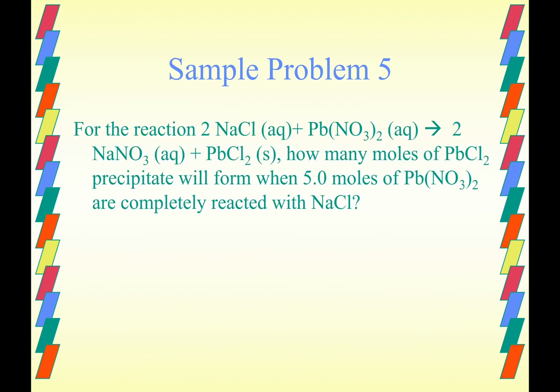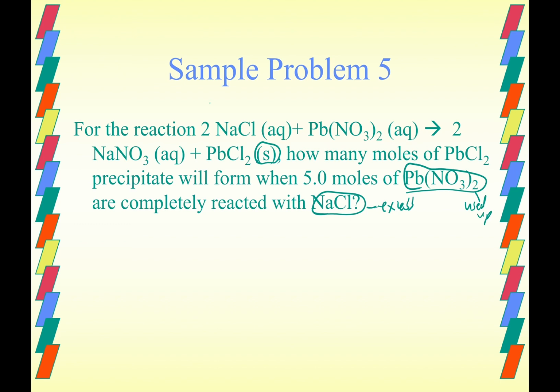And for our last example here, sodium chloride plus lead nitrate yields sodium nitrate plus lead chloride. What type of reaction is this? This is a double replacement reaction, which produces an insoluble salt, lead chloride. How many moles of PbCl2 precipitate when 5 moles of lead nitrate are completely reacted with NaCl? Again, the NaCl is in excess, and we're getting this just from the wording. We'll use up all the lead nitrate.